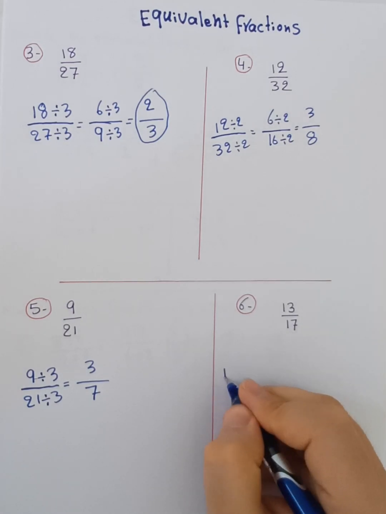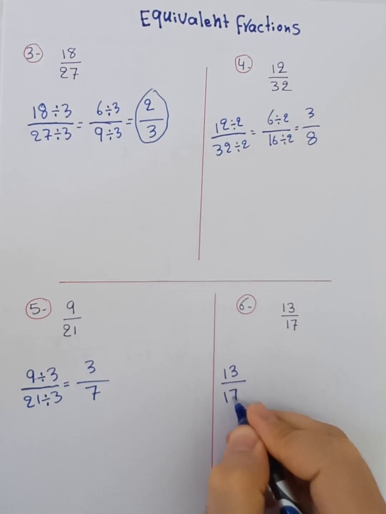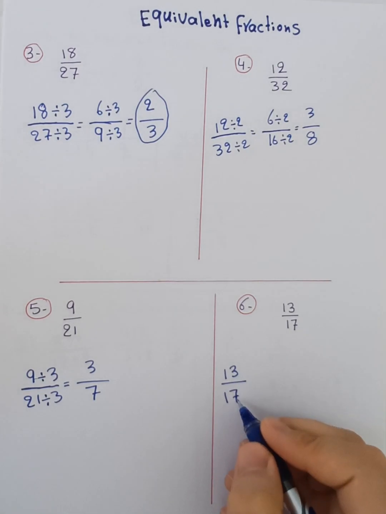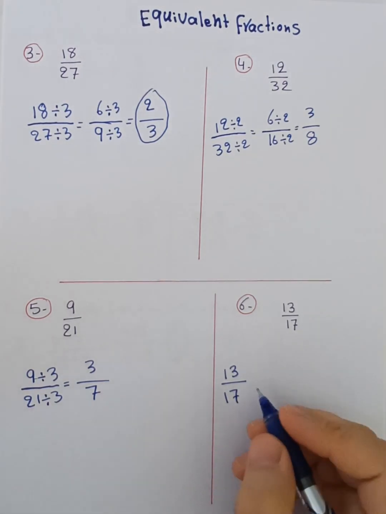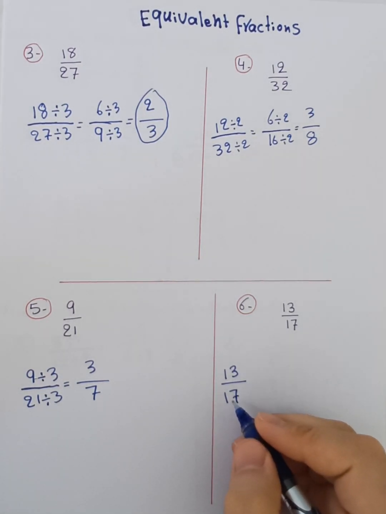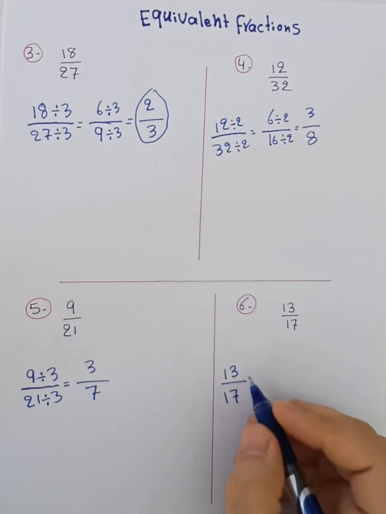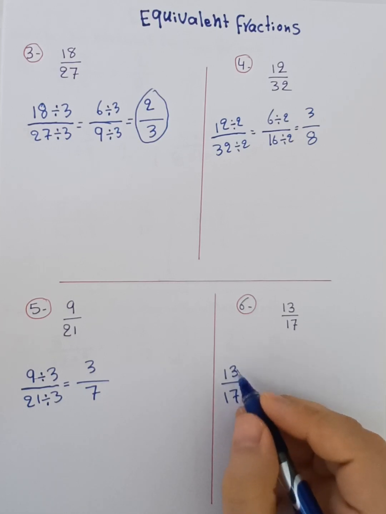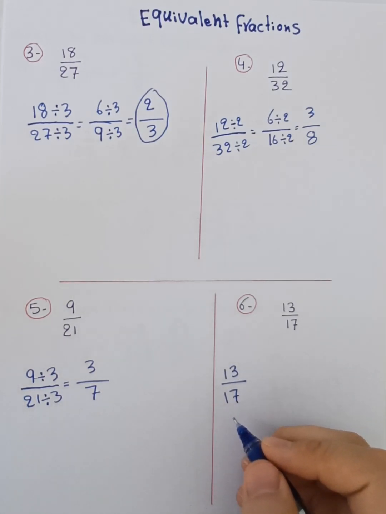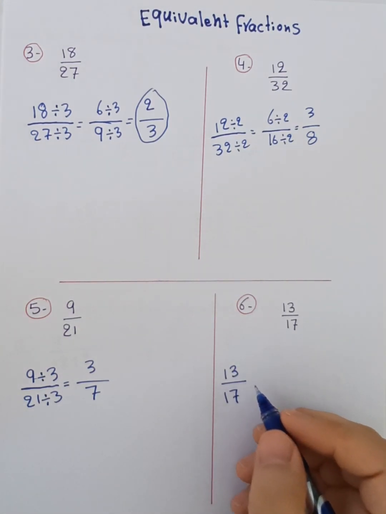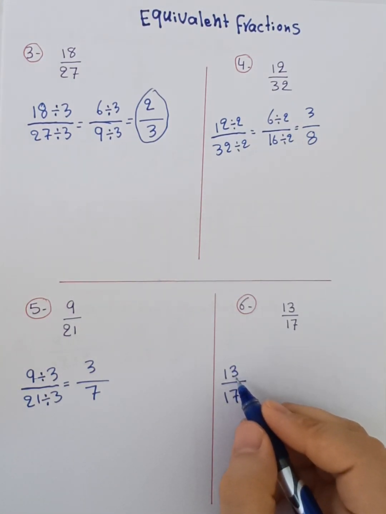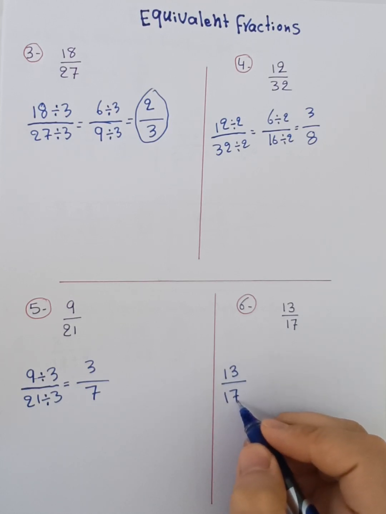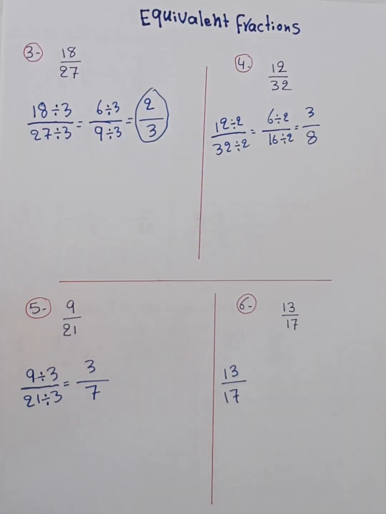Example number 6, the last example, 13 out of 17. They are odd numbers, but we can't divide both by 3 or by 5, because we get a decimal number, not a whole number. It means 13 out of 17 is already in simplest form and we can't change it.